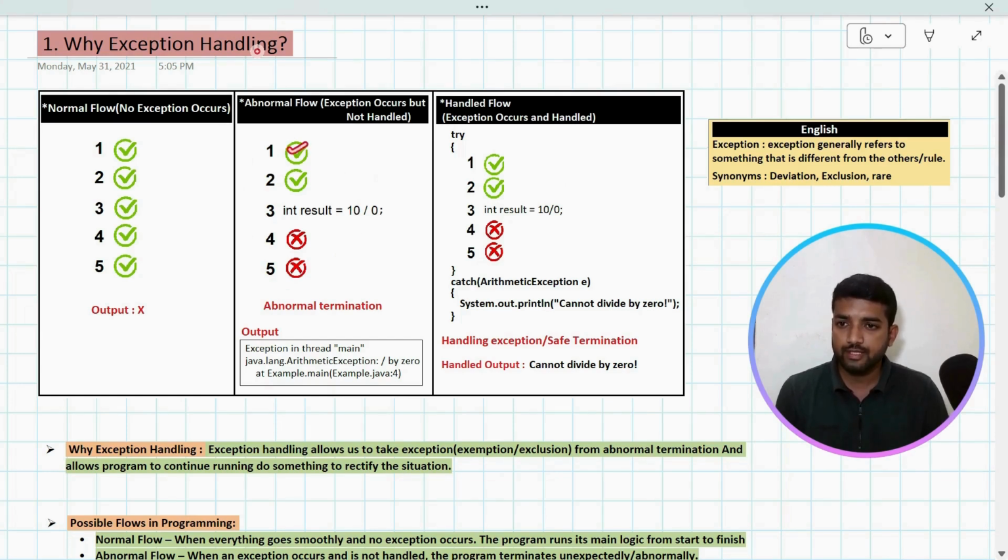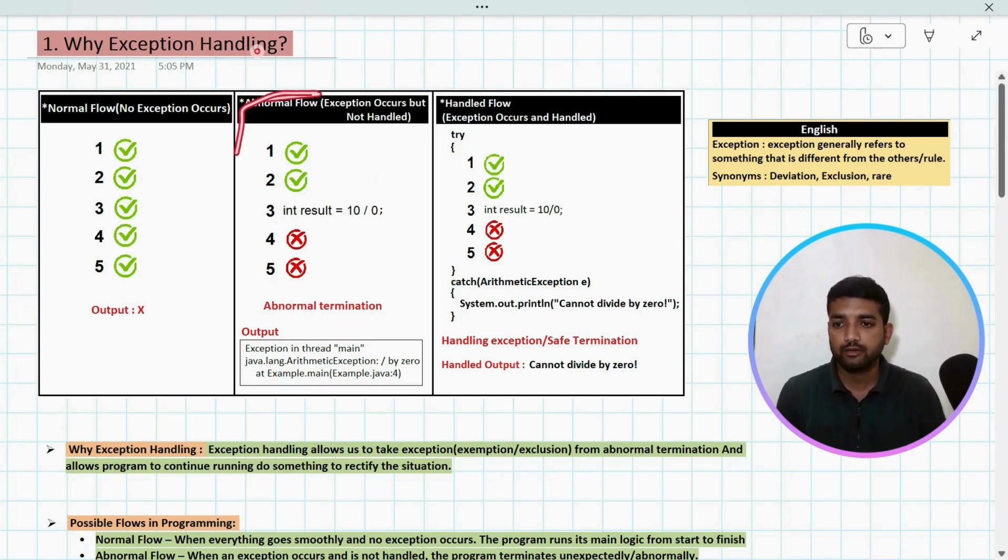See, after the first and second line, there is one issue. Here we are dividing a number by zero. This is mathematically not correct, because it means we are dividing 10 chocolates among 0 people. It is mathematically invalid. That is why Java will not execute this line of code successfully. It will throw an exception, and that exception is ArithmeticException.